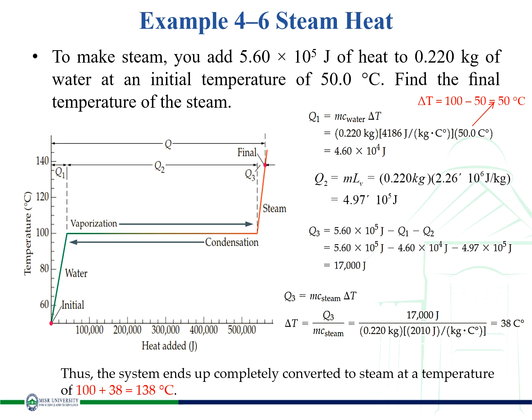Now, let's take a moment to tally up our energy consumption so far, Q1 plus Q2. Q1 was 4.60 times 10 to the power of 4 J, Q2 was 4.97 times 10 to the power of 5 J, adding them, 4.60 times 10 to the power of 4 J plus 4.97 times 10 to the power of 5 J equals 5.43 times 10 to the power of 5 J. Our problem stated we added a total of 5.60 times 10 to the power of 5 J, refer back to the problem statement for total heat, since 5.60 times 10 to the power of 5 J is greater than 5.43 times 10 to the power of 5 J.